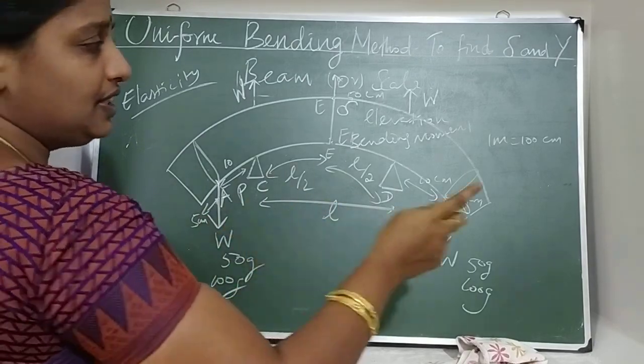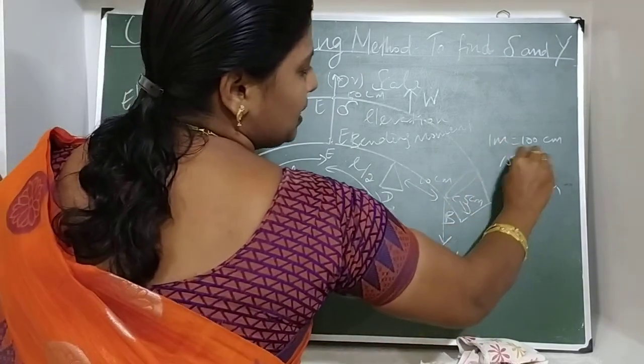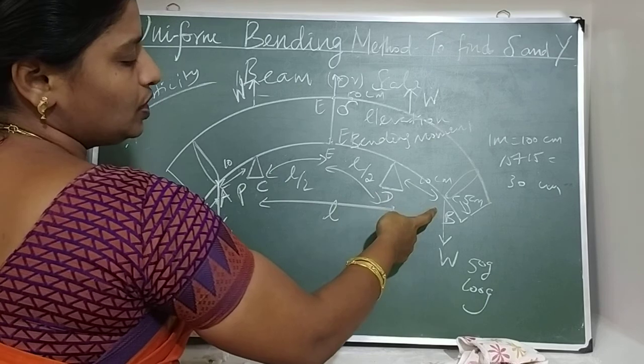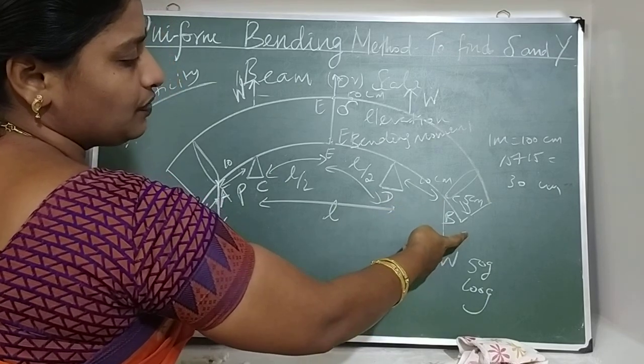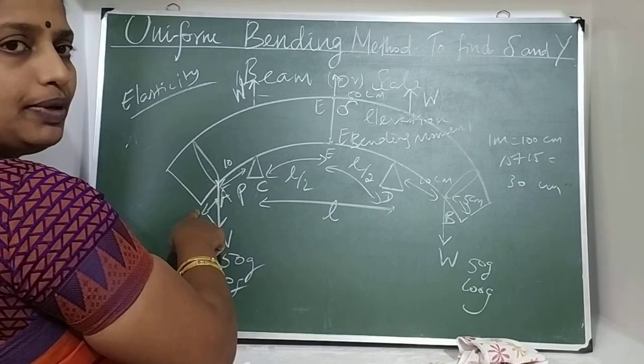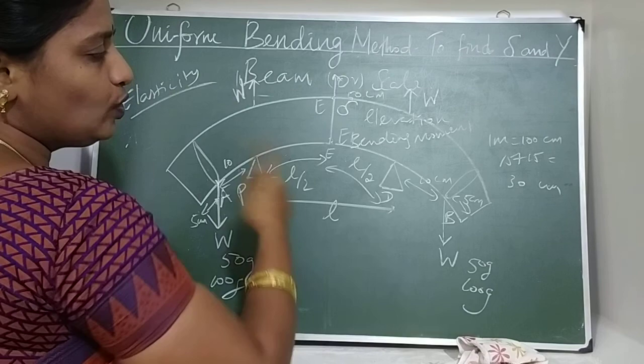15 plus 15, 30 centimeter over. The remaining 15 plus 15, 30 centimeter over. Both sides, from knife edge to weight hanger to the edge of the scale or beam. Both sides have equal distance, equally bending.